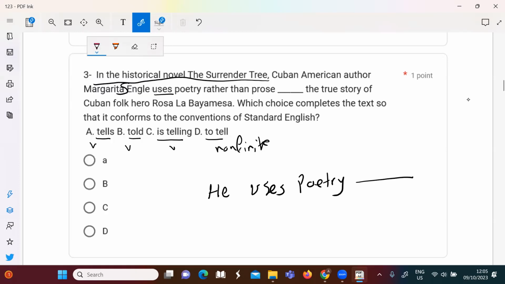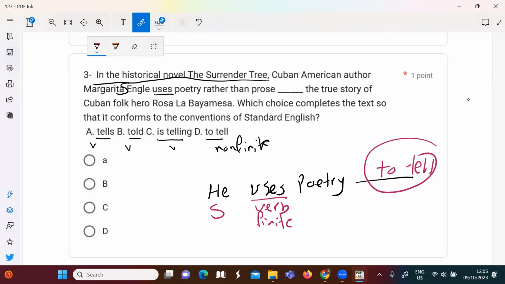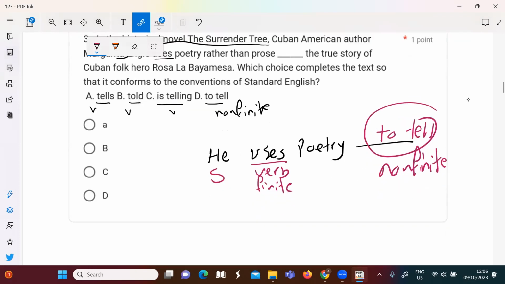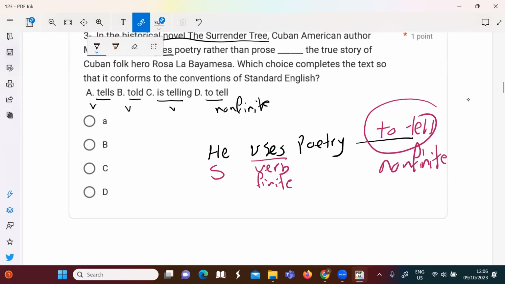يبقى ده this is the subject وعندي هنا الverb اهو الfinite verb. He uses poetry tells ولا he uses poetry. Yes, the answer to tell. Non-finite. Okay, let's move.